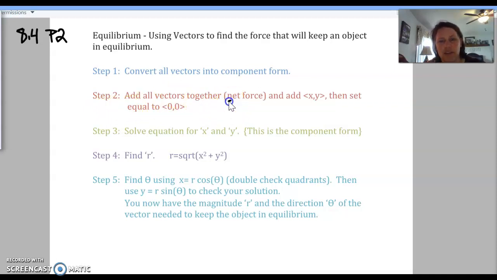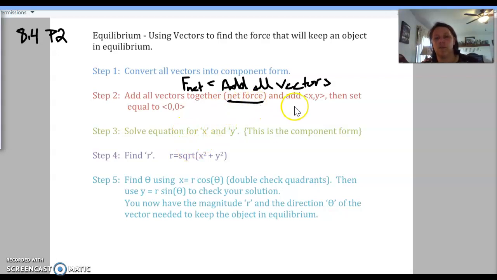And we're going to work with this here in just a second. So F net is what we call the net force. That's how we label it. And all that means is that we are going to add all vectors together. So the sum of the vectors is the F net.